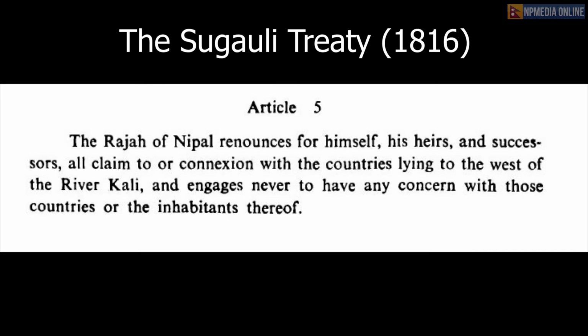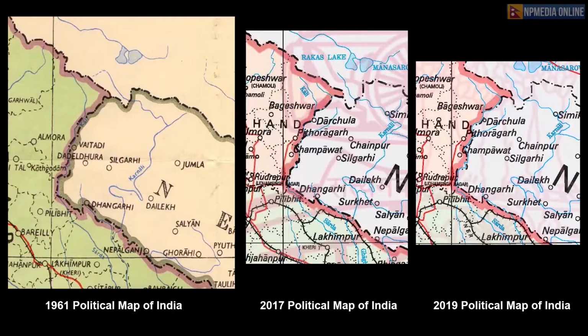The Sugauli Treaty, 1816. Article 5. The Raja of Nepal renounces for himself, his heirs, and successors, all claim to or connection with the countries lying to the west of the river Kali, and engages never to have any concern with those countries or the inhabitants thereof. Here, all the three political maps of India depict correctly the Kali River, but a distorted international boundary in the northwest region of Nepal.